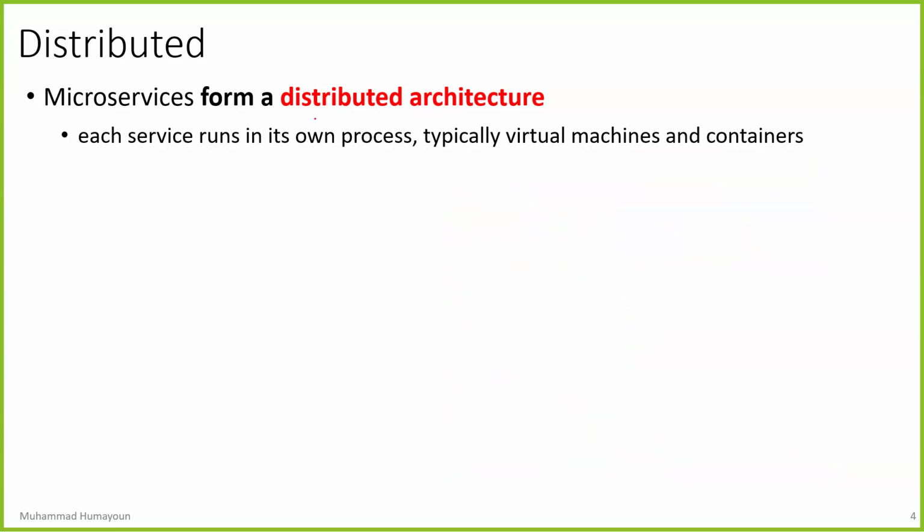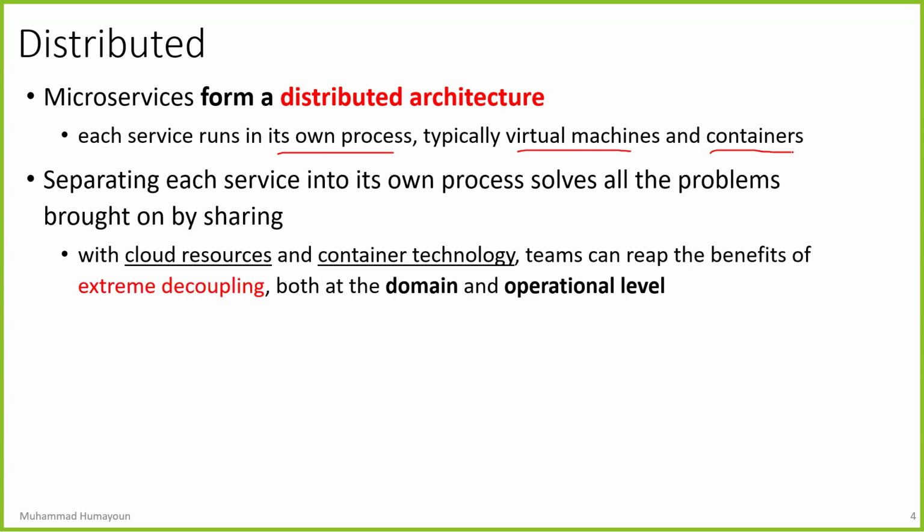So microservices form a distributed architecture. These services run in their own processes. Running in its own process means it can run within its own virtual machine or within its own container. When you have a container, it has everything separate. It's like a house, and within that house you have a small room. Whatever happens in that room, the remaining house is not affected by it. So that is the concept.